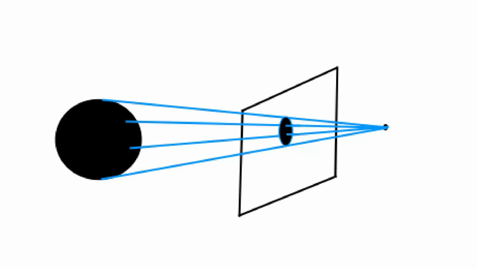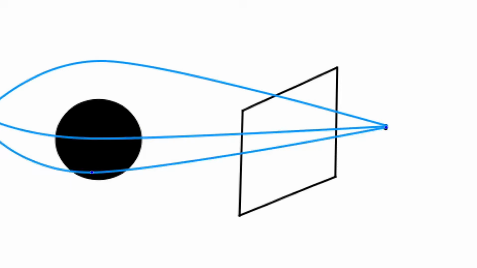This process simulates a pinhole camera. You move the camera, generate hundreds of pics for hundreds of different camera positions, and now you have a movie. For a black hole, instead of straight light rays, we use curved light rays.